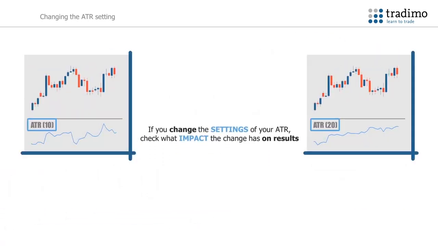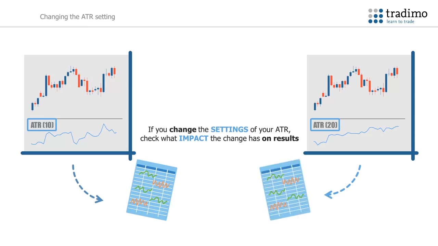If you change the settings of your ATR indicator, you should always check what impact the change has on your results. To do this, after you have made the change, log a series of your trades in your journal and compare them with other ATR settings to see which works best.